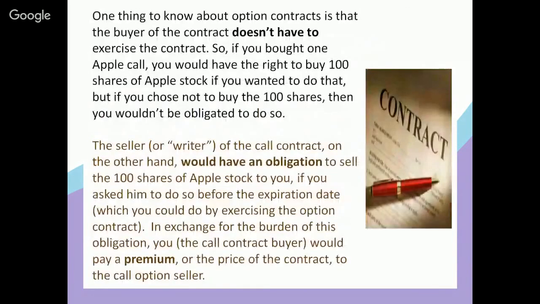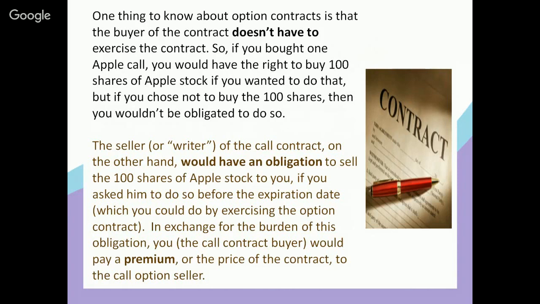Now, one thing to know about option contracts is that the buyer of the contract doesn't have to exercise the contract. So if you bought one Apple call, you would have the right to buy 100 shares of Apple stock if you wanted to do that. But if you chose not to buy the 100 shares, then you wouldn't be obligated to do so.